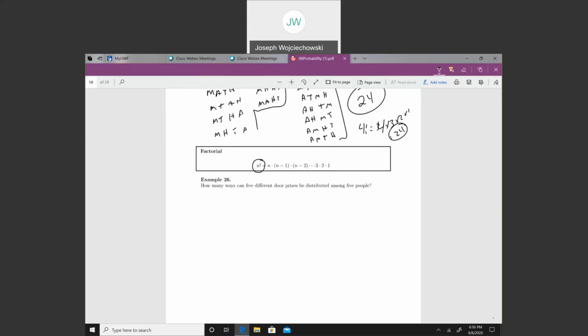So let's look at another example here. How many ways can 5 different door prizes be distributed among 5 people? Well, 5 factorial. 5 times 4 times 3 times 2 times 1, which is 120.